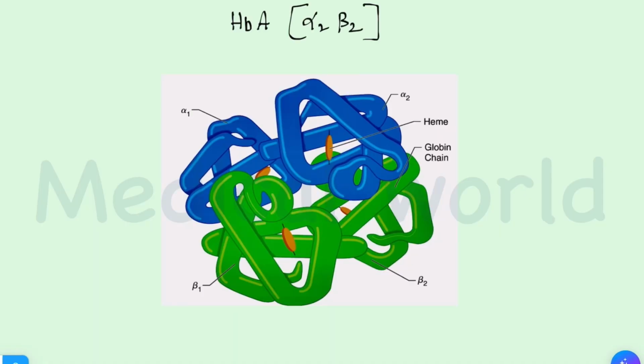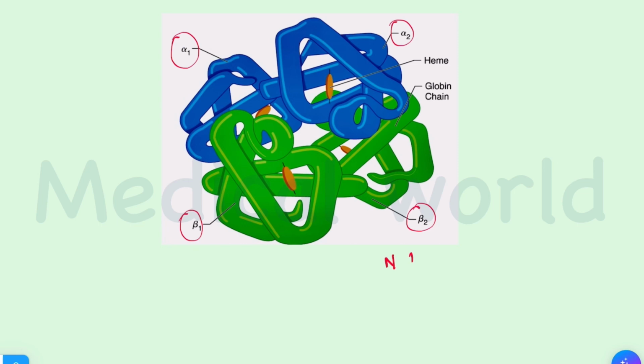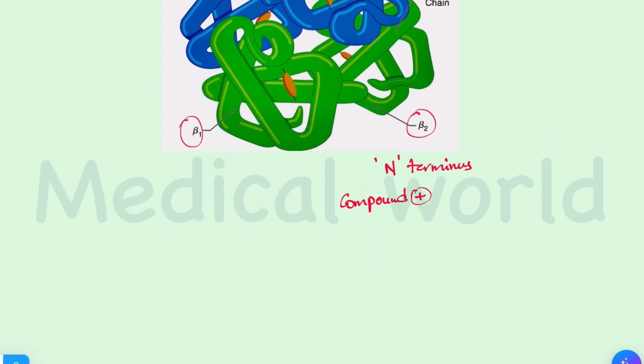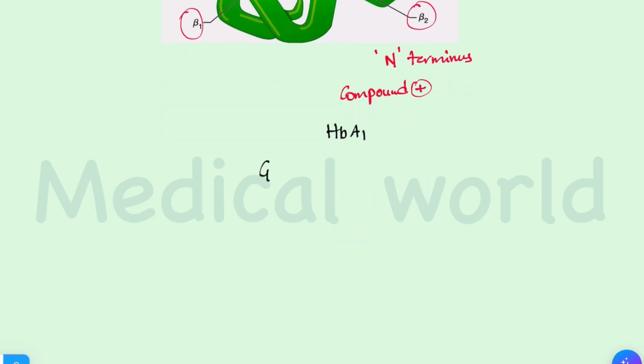So coming to the major subtype of hemoglobin, that is HbA, it contains alpha 2, beta 2. This is the diagram. So these are two alpha chains and these are two beta chains. In beta chains, there is an N terminus, which is very important in discussing these subtypes of HbA. Some compound will get attached to the N terminus and form HbA1. So HbA1 is a minor component of normal adult hemoglobin that has been modified post-translationally. That means a component has been added to the N-terminus of the beta chain. So this HbA1 is also called fast hemoglobin or glycated hemoglobin.